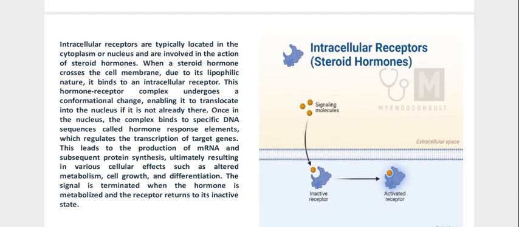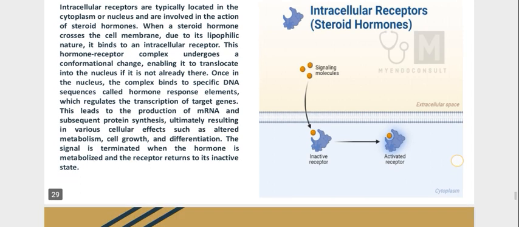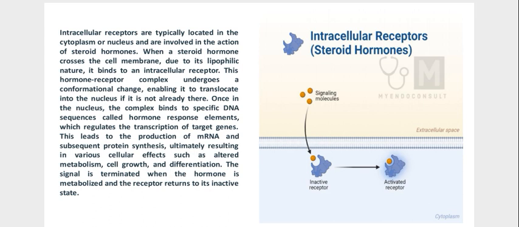So intracellular receptors are also there. The signaling molecule passes directly from the extracellular space into the cytoplasm. The inactive receptor becomes an active receptor after this binding. Intracellular receptors are typically located in the cytoplasm or nucleus and are involved in the action of steroid hormones. When a steroid hormone crosses the cell membrane due to its lipophilic nature, it binds to an intracellular receptor. This hormone receptor complex undergoes a conformational change, enabling it to translocate into the nucleus if it is not already there.